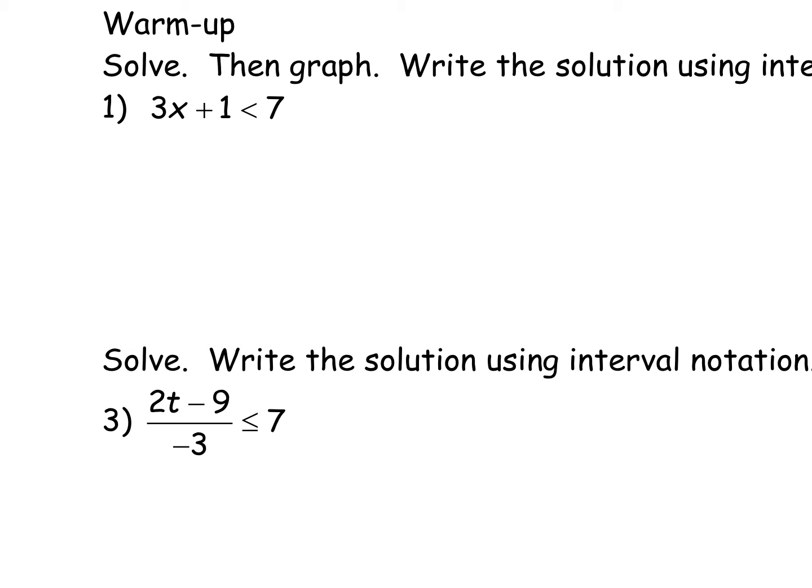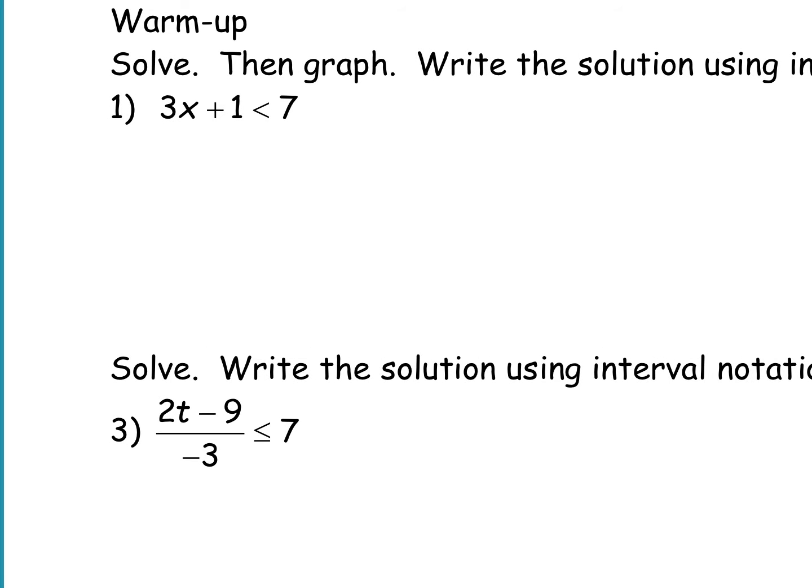Solve, write a graph using interval notation. What do I need to do first? Subtract 1 from both sides. So I get 3x is less than 6, right? Yep, 3x is less than 6. And then you divide by 3 on both sides, and x is less than 2. So if I'm going to graph it, right?